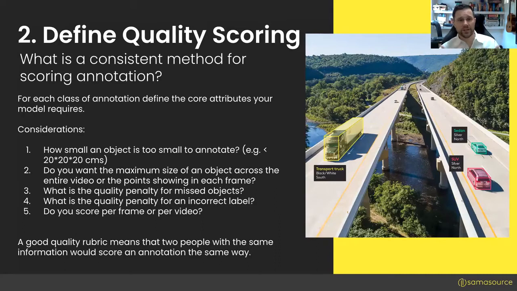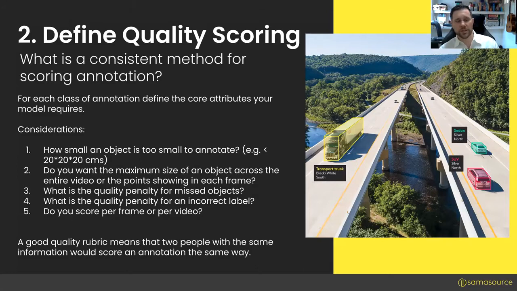Next, you want to define your quality scoring. And what I mean here is you want consistent scoring across your annotations. While human labeling is often a core part of getting to quality in labeling, you want to try to get to as consistent a method for scoring as possible, so that if you have two people looking at it, it gets the same results.